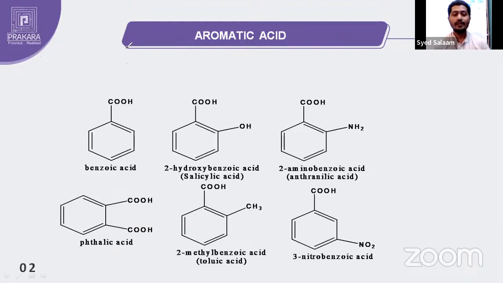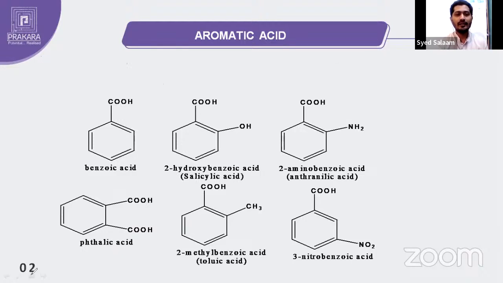The next example is benzoic acid when it has a methyl moiety, CH3, next to the carboxylic acid. We call it 2-methyl benzoic acid, which is also called toluic acid from the name toluene. Another important benzoic acid is 3-nitro-benzoic acid. So these are the aromatic acids. Simply, benzene having a carboxylic acid gives aromatic acids. They could have different functional moieties on them, either hydroxyl, methyl, amine, or nitro.